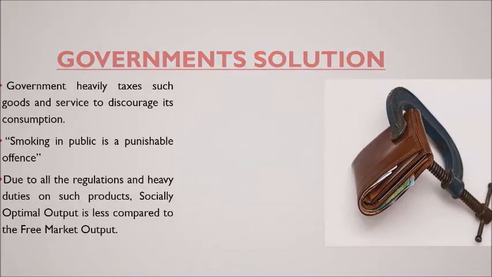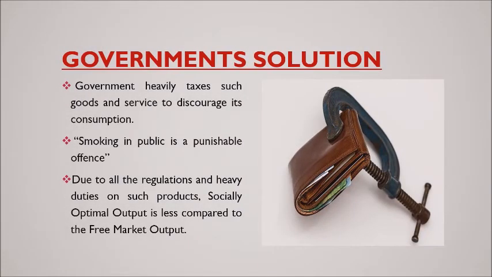Once this kind of negative consumption externality is there in the market, the government has to act to discourage its consumption. So what the government does is impose taxes, and the government applies rules, penalties and fines to discourage its consumption.